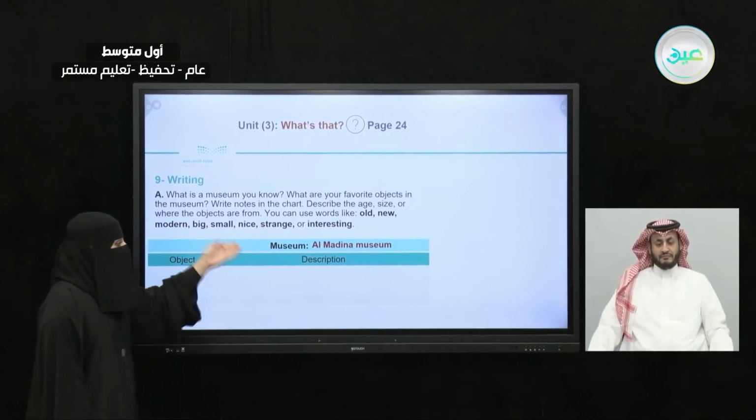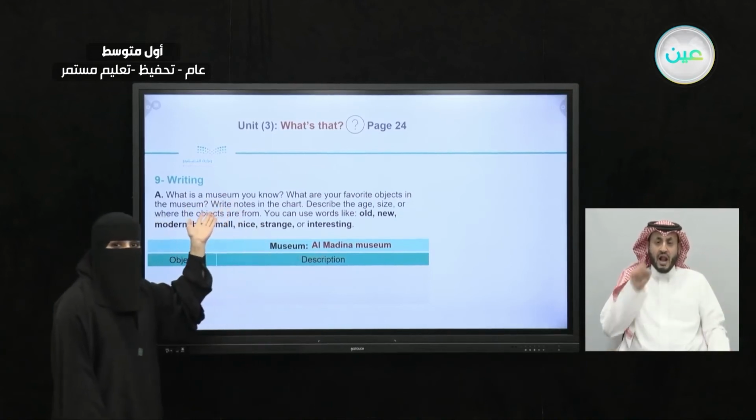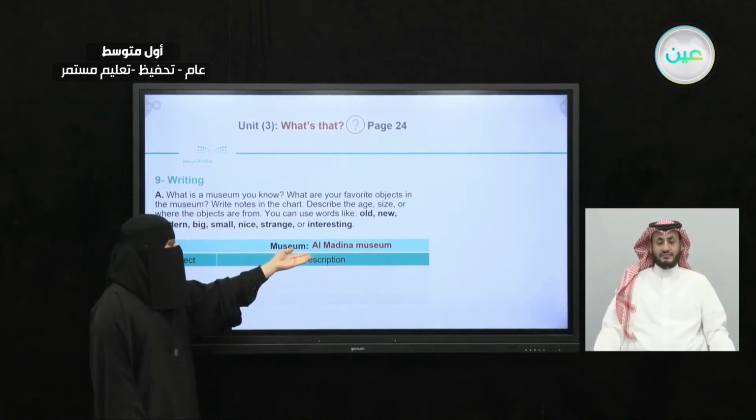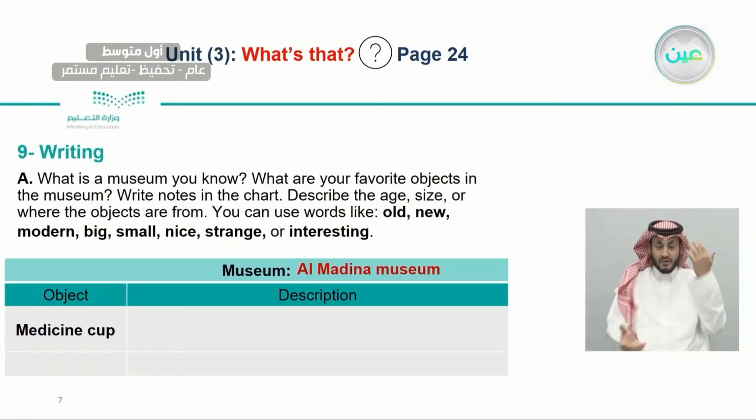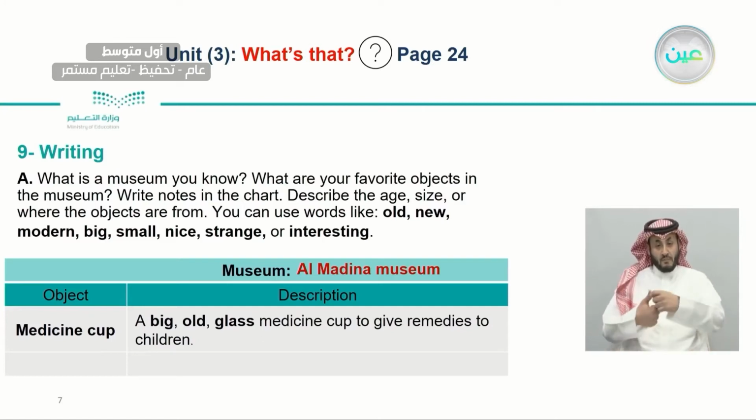So, we just visited Al Medina Museum in our previous slide. What was the object? The old one. It's a medicine cup. Okay, it's a medicine cup. Is there any adjective right here? It's a noun. Okay, it's an object. How can you describe it for someone who has no idea how it looks like? A big, old, glass, okay, medicine cup to give remedies to children.